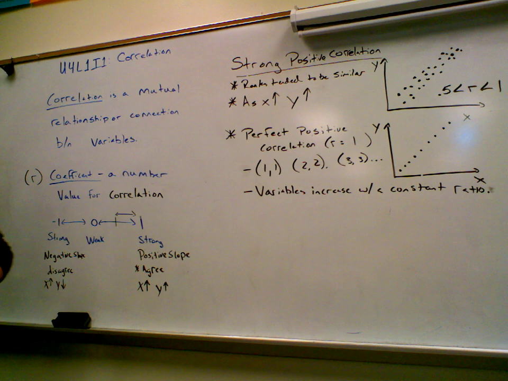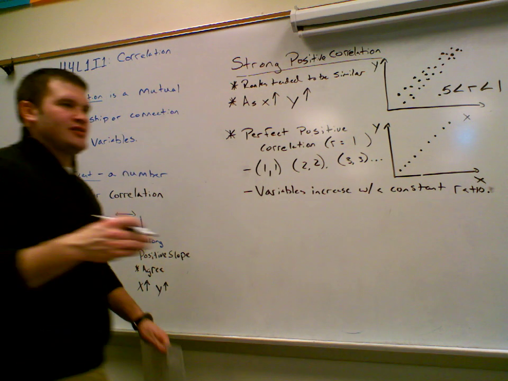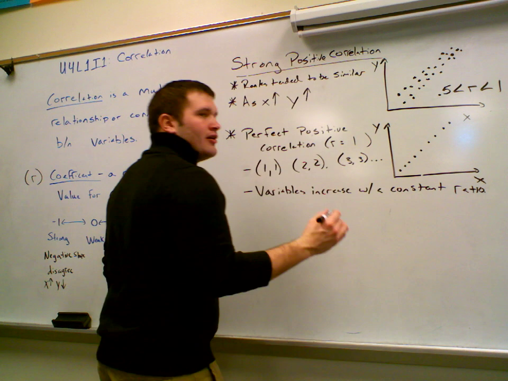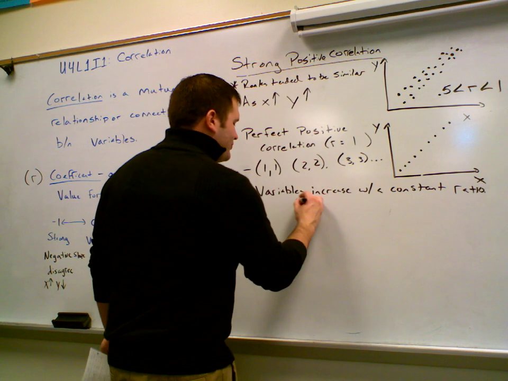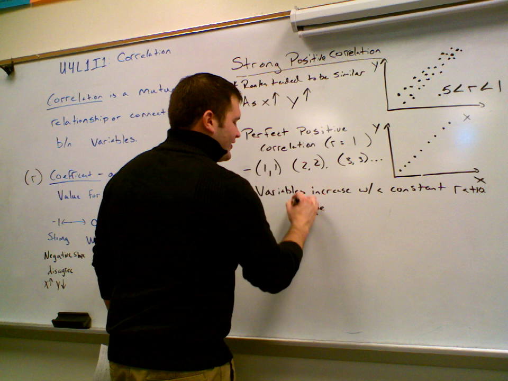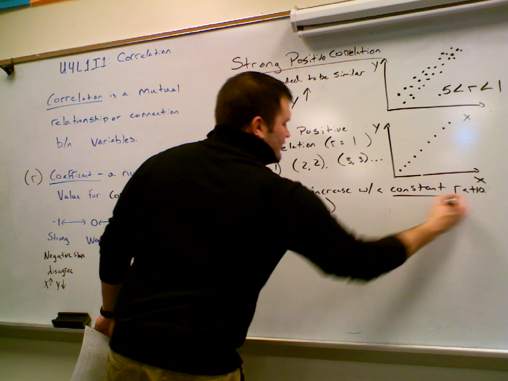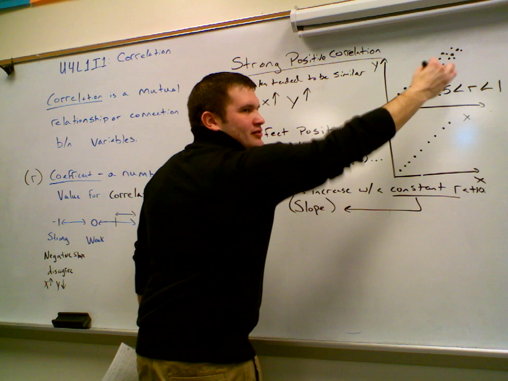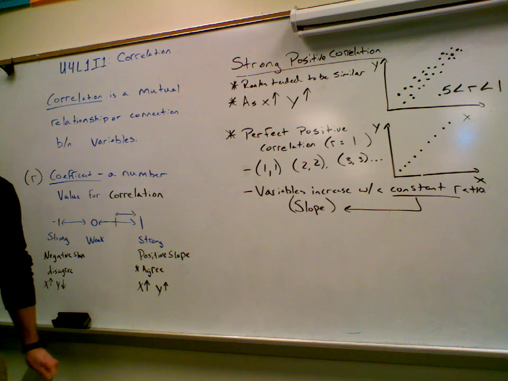What would that constant ratio be called? I'm going to take a guess. The variables increase in a constant ratio. What would that be called? Slope. Perfect. That constant ratio right there, that is the slope. Okay? It'd be the rise over the run. I have to go from one point to the next.